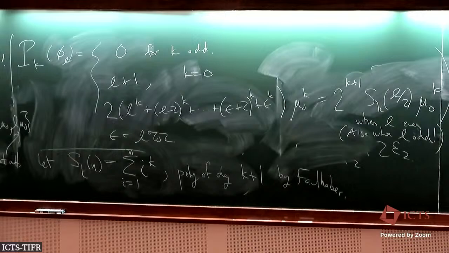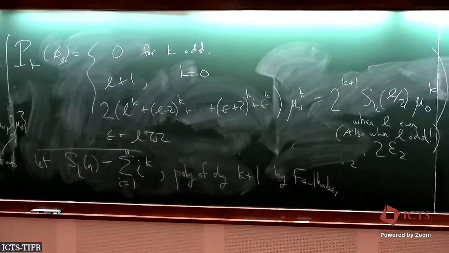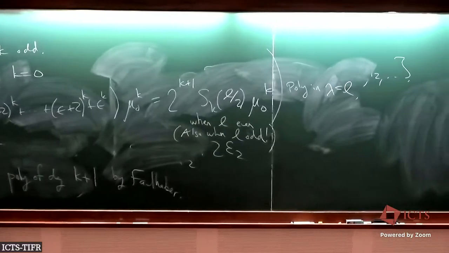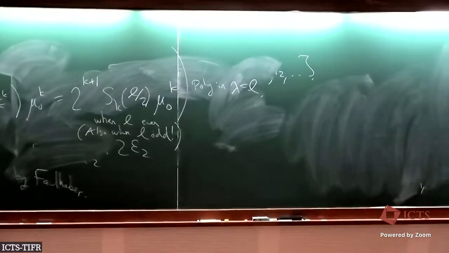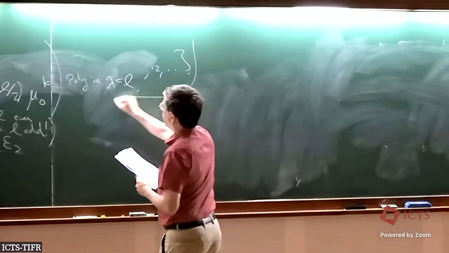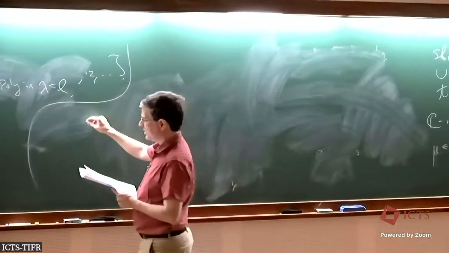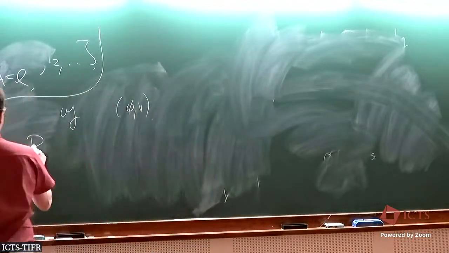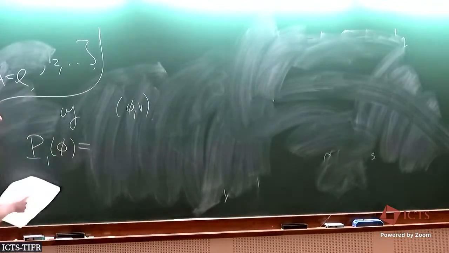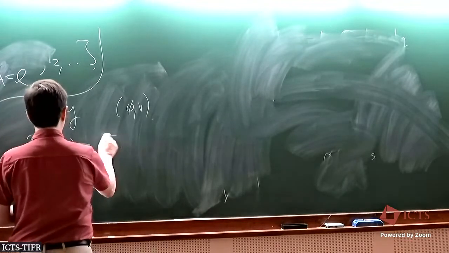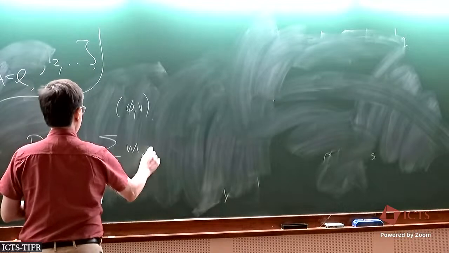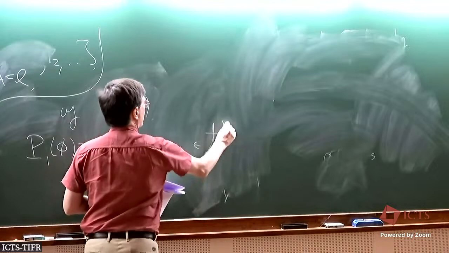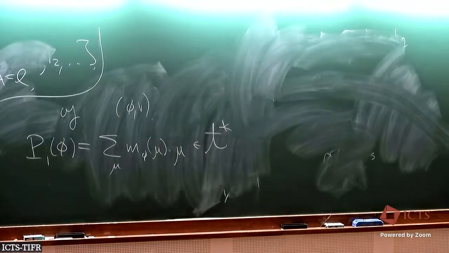Let me quickly mention P1, just to get it out of the way. Now that was SL2, and now I'm going back to general G and phi. This is just something a little bit cute. What is P1? It's also E1, the sum of multiplicities times mu. Notice this is in T star itself. It's degree 1.